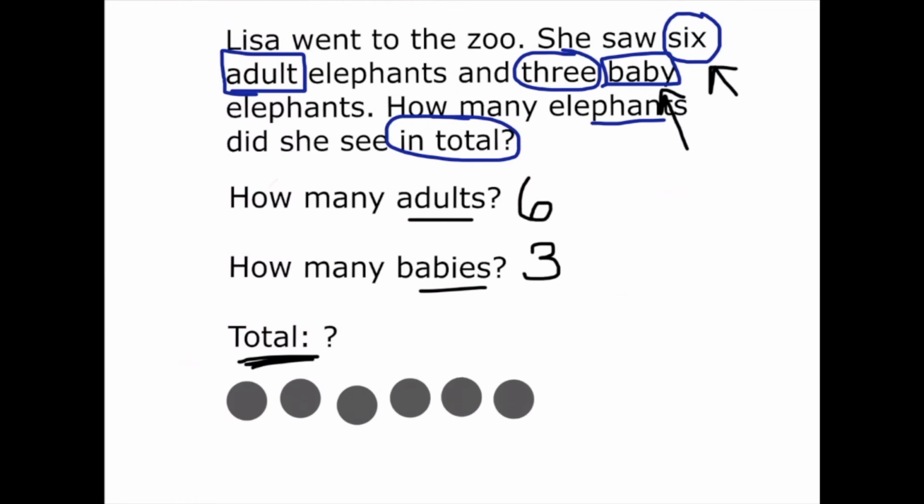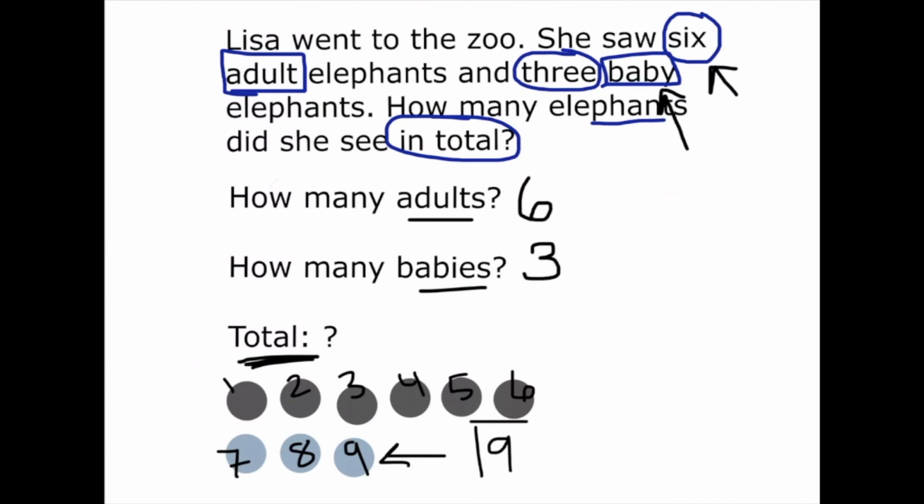We have 6 adult elephants represented in gray counter dots, and we have 3 baby elephants. So now that we've drawn our model, all we have to do is count the total number of counters that we have in our model. 1, 2, 3, 4, 5, 6, which is the adult elephants, 7, 8, 9, plus 3 baby elephants. So we know that since the total number of counters we have is 9, our total number is 9. So she saw 9 total elephants at the zoo.